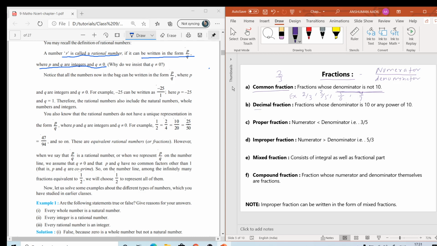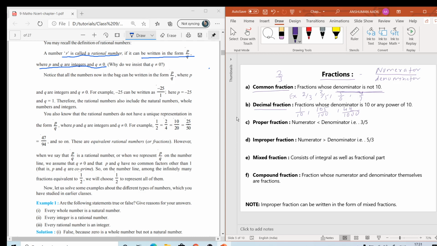So what are decimal fractions? Here the denominator will be 10 or any power of 10. We can take 1 by 10, 105 by 100, 44 by 1000. Any number divided by 10 or a power of 10 will make a decimal fraction.